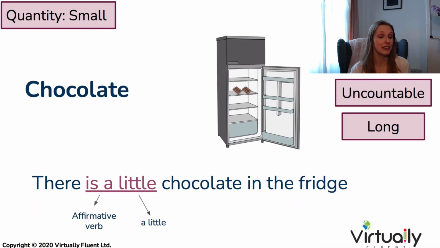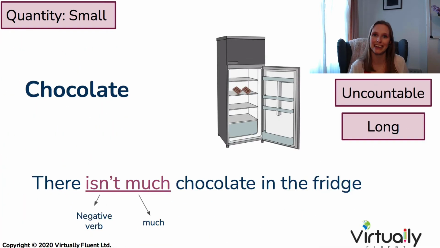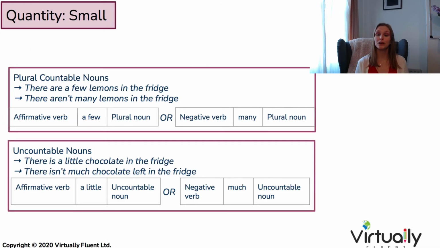But if our noun is uncountable, we use a different expression. We can say there is a little chocolate in the fridge. We use a little with an affirmative verb, or we use much with a negative verb. There isn't much chocolate in the fridge. So if it's a plural countable noun, affirmative verb with a few, or negative verb with many. And if it's an uncountable noun, affirmative verb with a little, or negative verb with much.